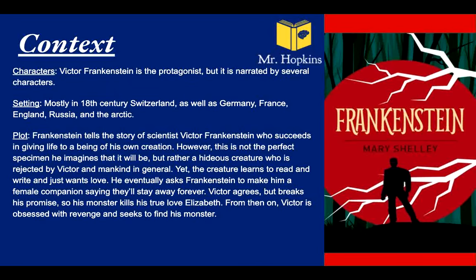And Victor agrees. But eventually Victor breaks his promise and decides not to do it, so the monster kills Victor's true love, the woman he's loved for his whole life, a woman called Elizabeth. After that, Victor looks to get revenge and tries to find the monster to kill him.